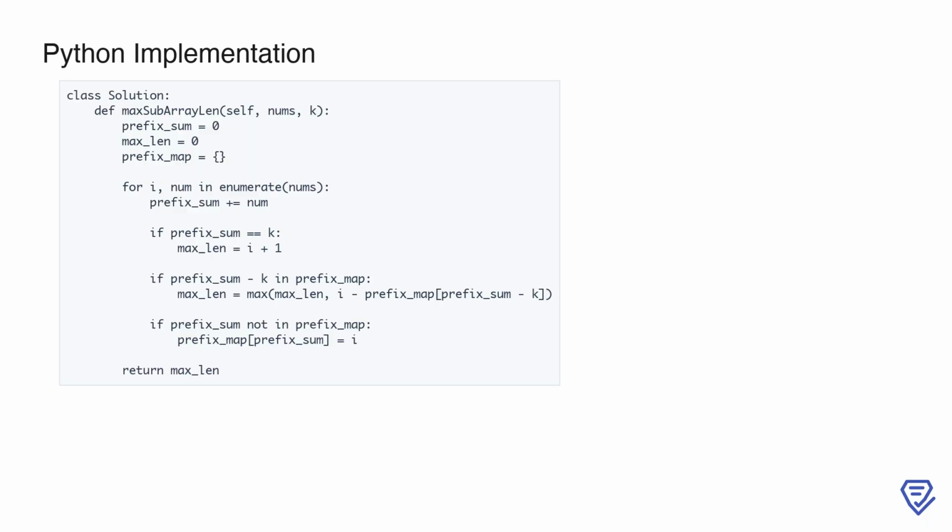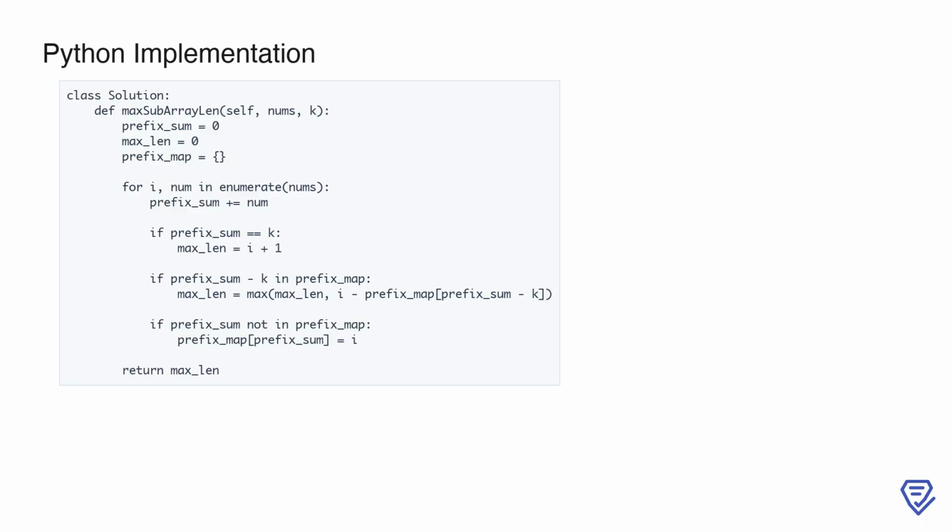3. Storing prefix sums. If prefix_sum is not already in prefix_map, store it with the current index i. This ensures that we only record the earliest occurrence of each cumulative sum, which is crucial for finding the longest subarray. 4. Returning the result. After processing all elements, return max_len as the length of the longest subarray whose sum is k.